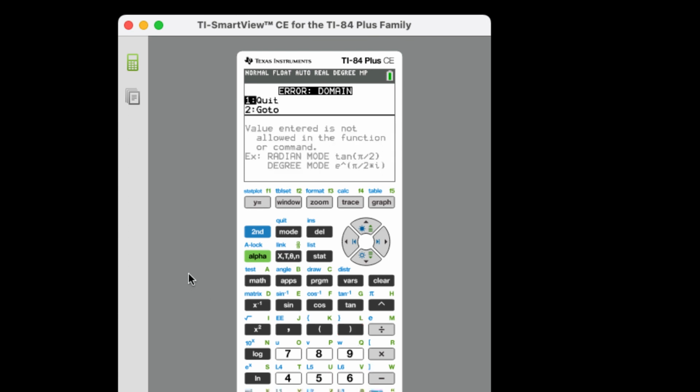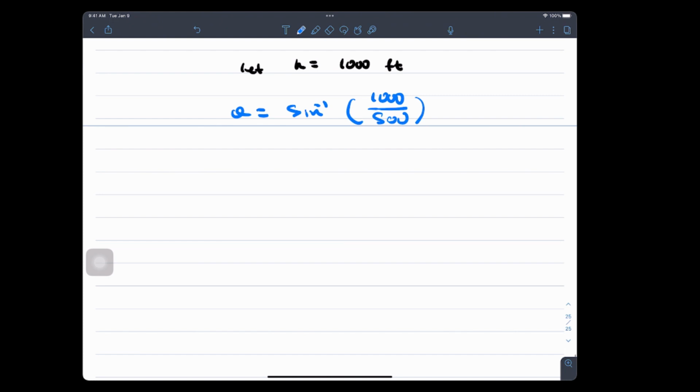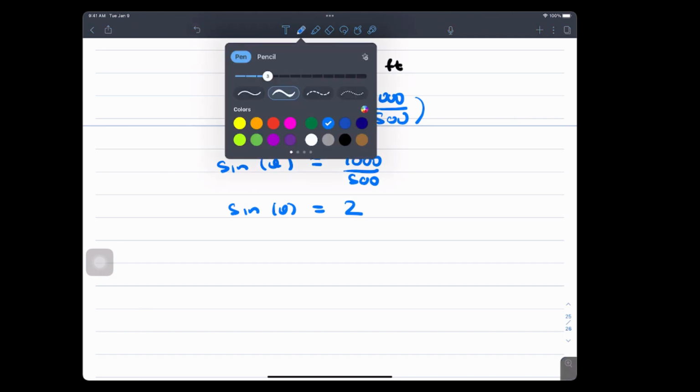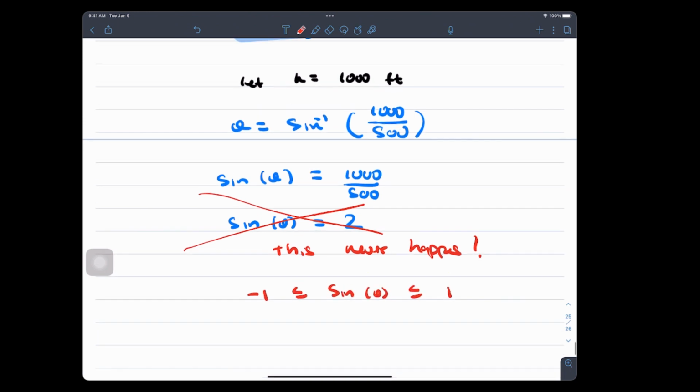You go, there's a problem. There is a problem. Why was there a problem? Do you guys know why there's a problem? The definition says sine theta is going to be 1,000 over 500. Sine theta is 2. What's the story here? This never happens. How come this never happens? Yeah, sine is between -1 and +1. Remember this one, sine is between -1 and +1, ladies and gentlemen. It's a deal.